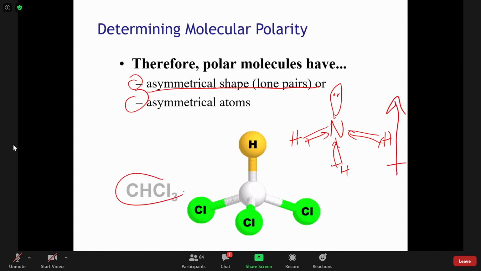Well, CHCl3 is also an asymmetrical atom because we have Cl's versus hydrogen. Now, Cl is more electronegative than carbon, so the dipoles are going to be going this way. And hydrogen is more weakly electronegative than carbon, so the dipole here is going to be going this way. The dipole moment on this one is going to be in this direction, right?